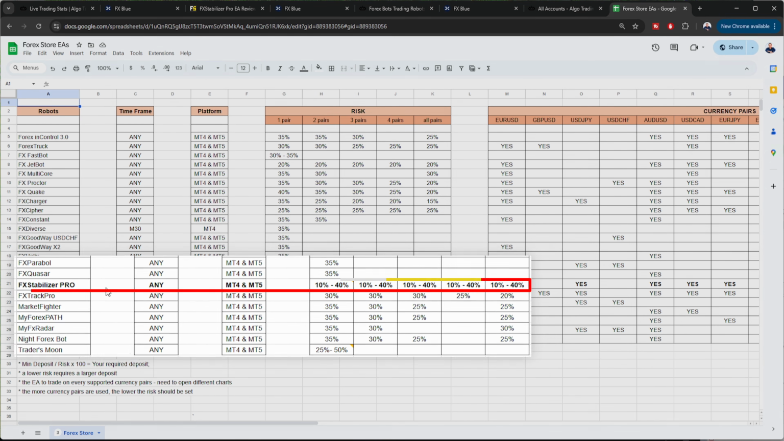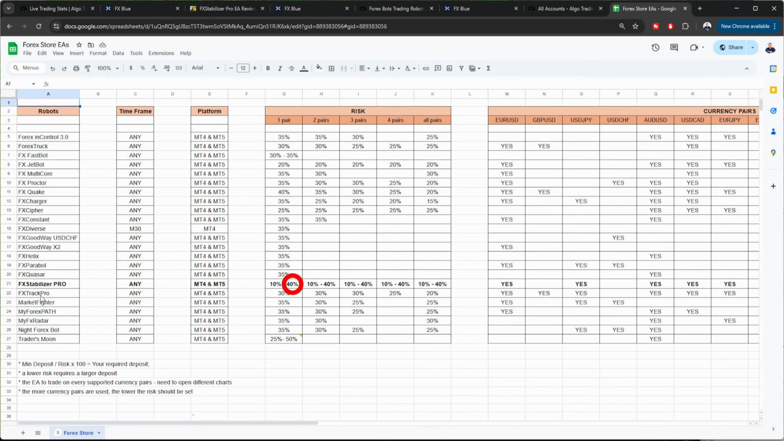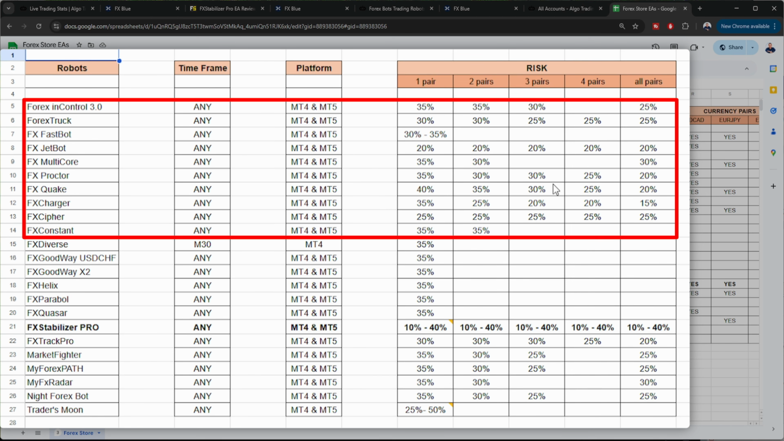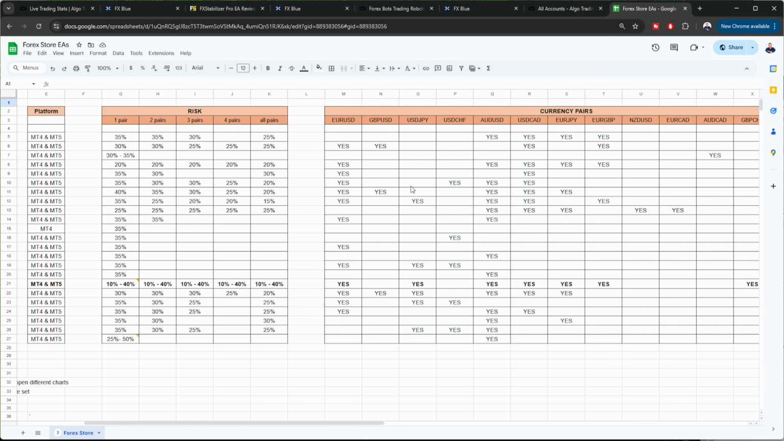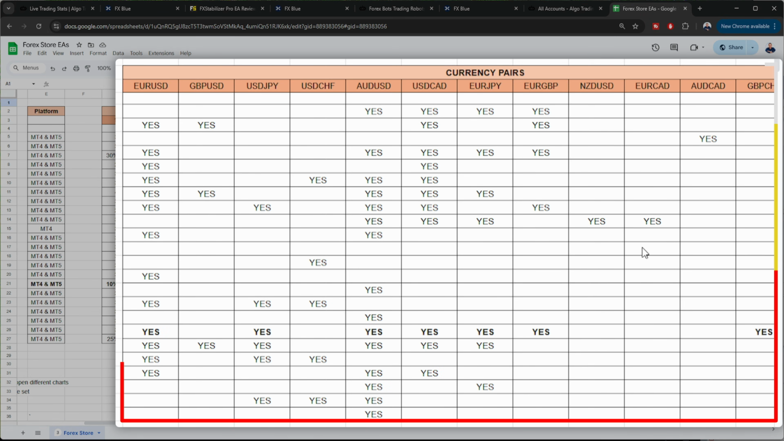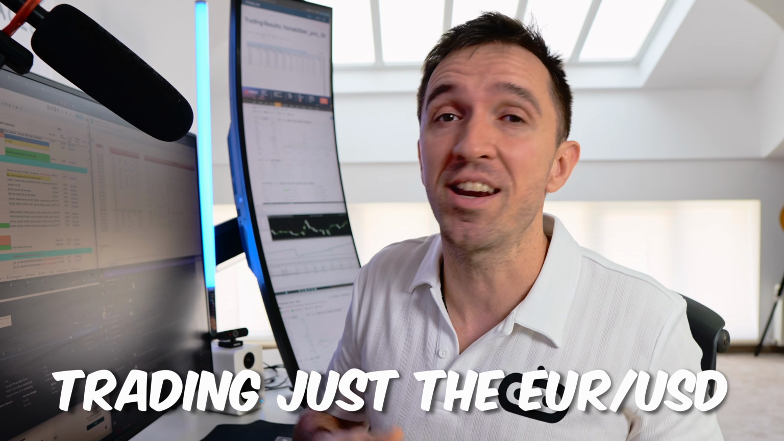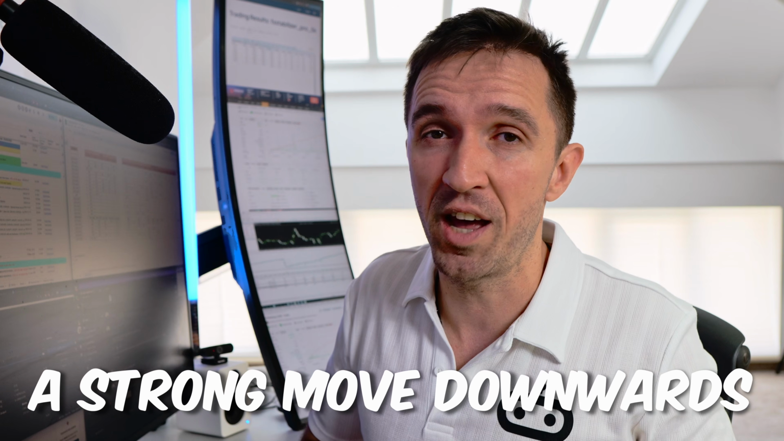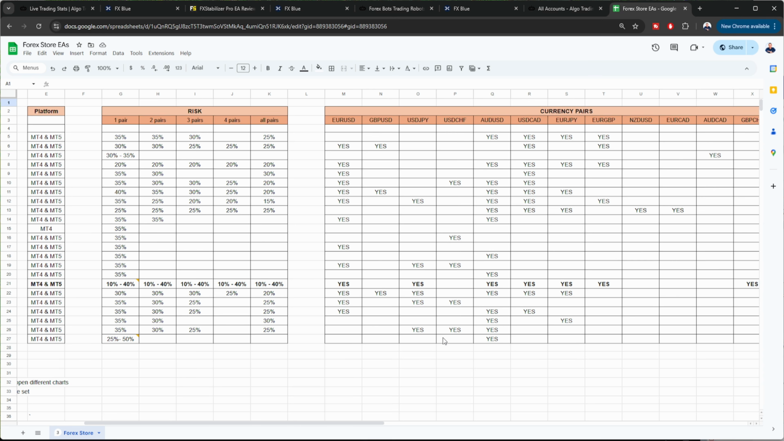And you can see that with the FX Stabilizer, the recommended risk is between 10 and 40%. So 10 makes it suitable for funded accounts, and if you're trading live accounts, you can increase the risk. And for the other expert advisors, the risk is different depending on how many pairs you will be trading. And here are all of the currency pairs that are recommended, so you can easily create a diversified portfolio, because you really don't want to put a few expert advisors trading just the euro dollar, because if there is a strong move downwards or upwards, it might affect your portfolio. So always look for risk diversification.